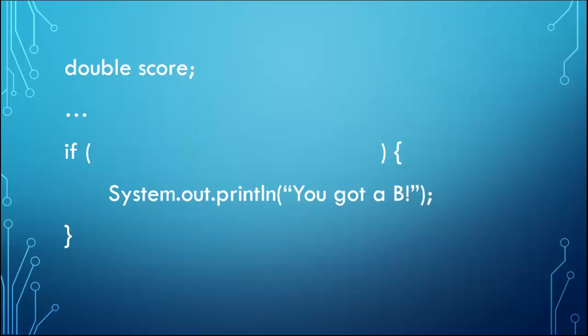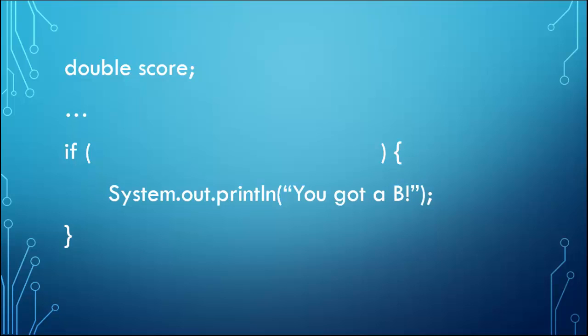So let's end this video with a few more examples for you to practice on. Let's say we've got the user's score in a class, and we want to print out a statement if they get a B. We'll say a B is anywhere in the 80s. Take a second and pause this and figure out what is going to go inside that if statement.